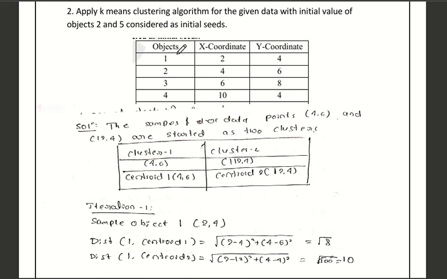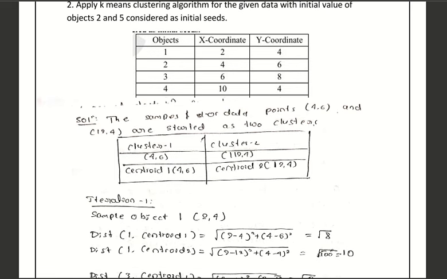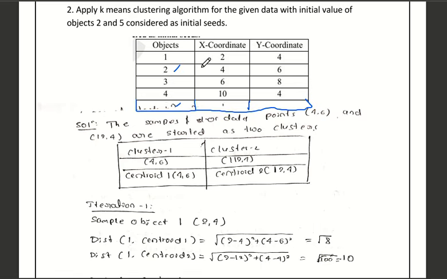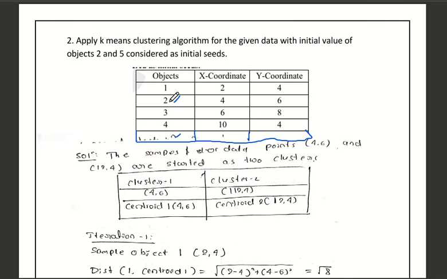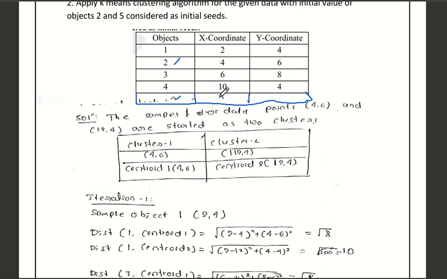Okay, so the objects and their x and y coordinates are there. Here, initially, the objects 2 and 5 are given, right? So you need to consider 2 and 5. Oh, it's gone, guys. Just refer to the question paper, because it has disappeared here. I extracted this question from the question paper itself. Okay, let's wait for a minute.